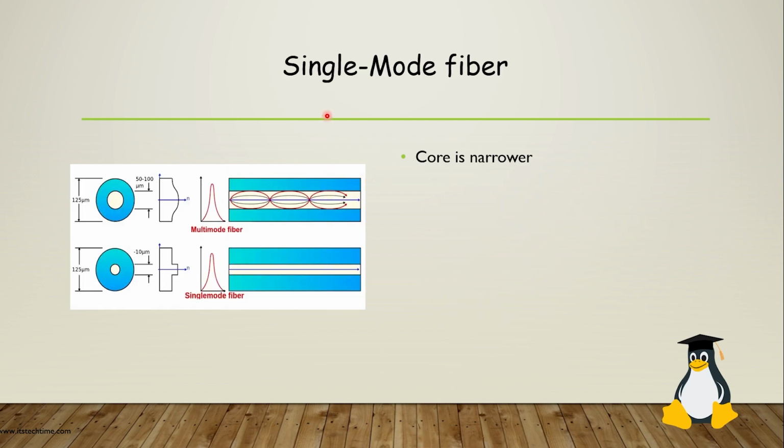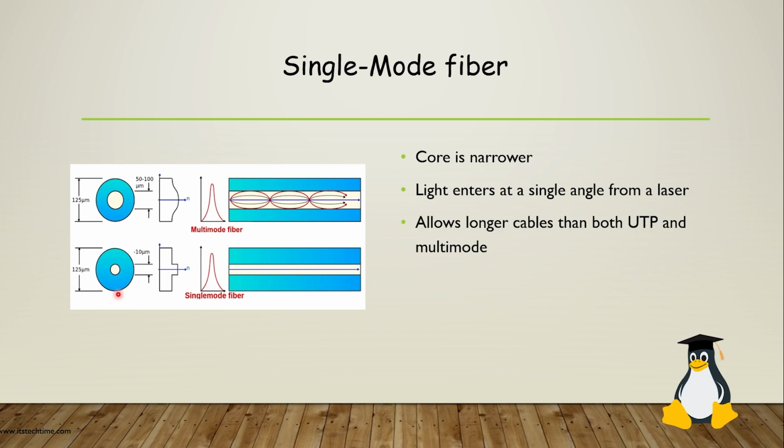Looking again at the single mode fiber diagram here, compared to the multi-mode fiber. Single mode fiber, the core is narrower. Light enters at a single angle from a laser. Single mode allows for longer cables than both UTP and multi-mode. The single mode fiber is usually more expensive than multi-mode fiber.